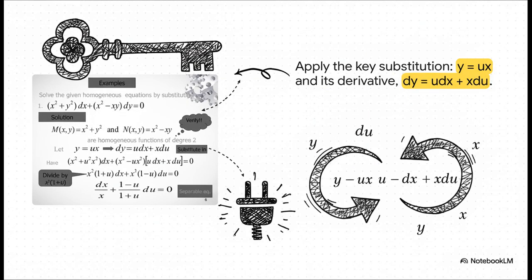All right, time for the key. We're going to let y equal ux. And don't forget the other part of this. We also have to substitute for dy. Using the product rule, that becomes u dx plus x du. So now we plug both of these into our original equation, replacing every single y and the dy.